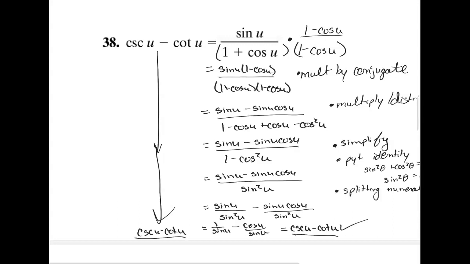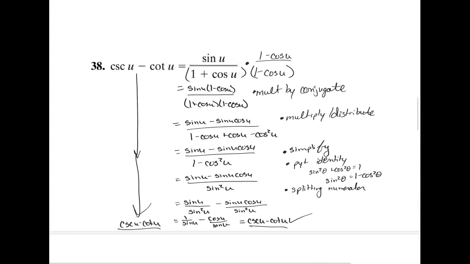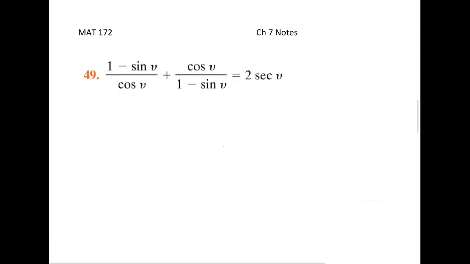We have solved that trig identity, but we've added 2 new tools in our toolkit. We multiplied by a conjugate here, and we split the numerator. So those are tricks that if you're not sure where to start, see if you can use one of those. So let's do one more.